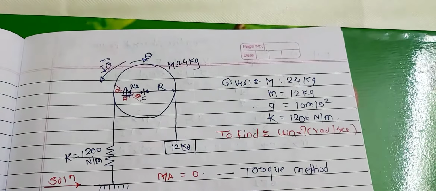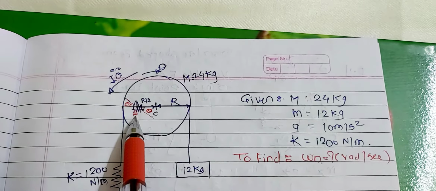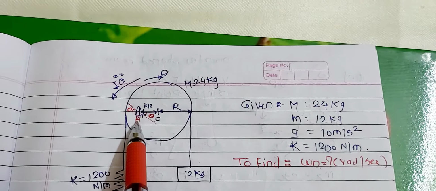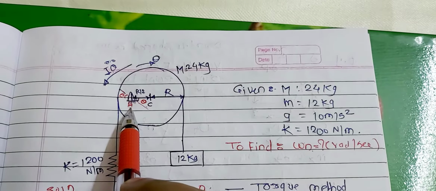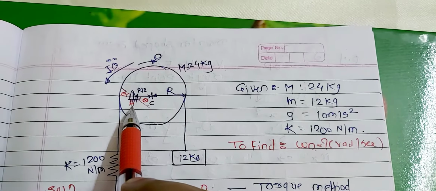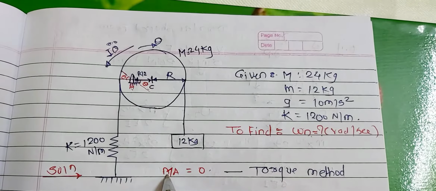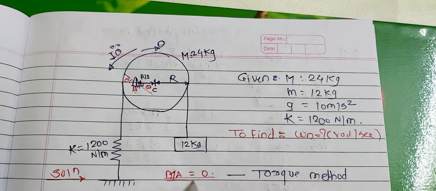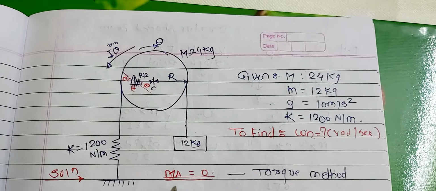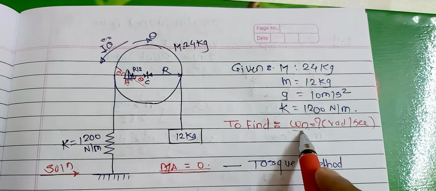Okay, now what is the next task? We have to consider this as the hinge point, and about that hinge point we have to take moments, and the sum of all the moments at this hinge point is equal to 0, and we can solve by this method. Moment at a point is equal to 0. This is the expression for the torque method. We have to take all the moments about that hinge point and equate with 0. We will get omega n.